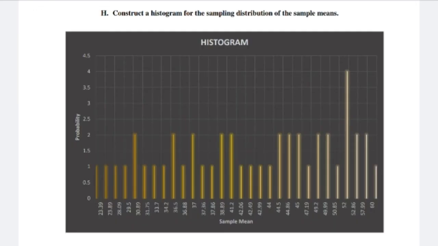In letter H, we just construct a histogram for the sampling distribution of the sample means. So here is the probability of each sample mean.